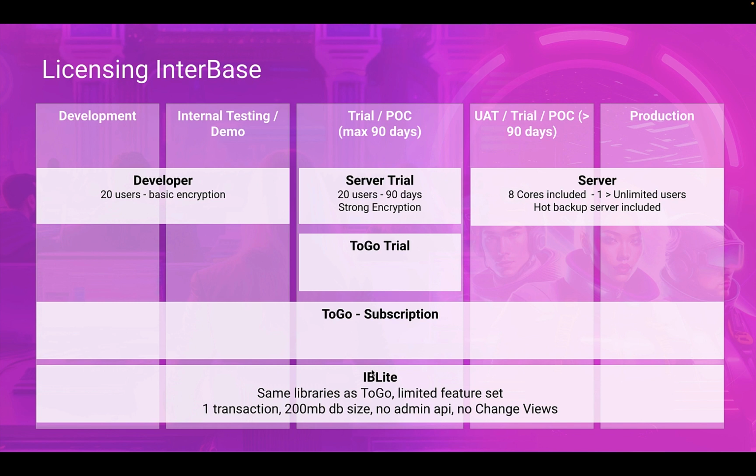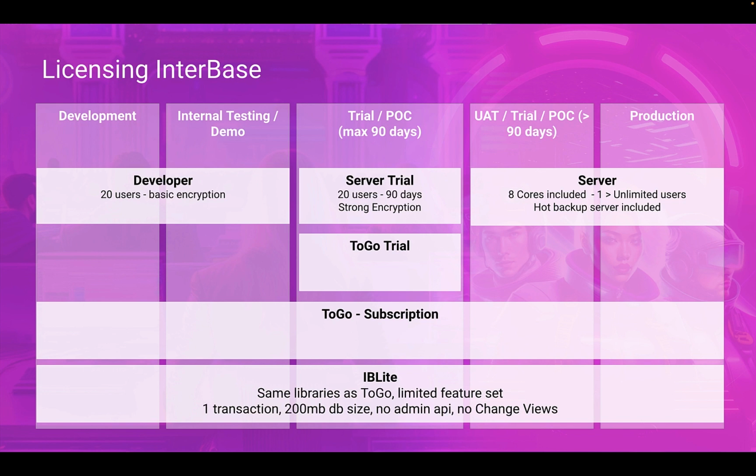IB Lite is the same as InterBase To Go, but it's restricted in terms of the number of transactions that you can have. That's the number of queries that can be running against the database at the same time. It's limited to 200 megabytes on disk. You don't get access to the admin APIs to be able to back up, restore and validate your databases, and you don't get access to change views, which is a really cool advanced feature of InterBase that we've not had time to look at in this session today.